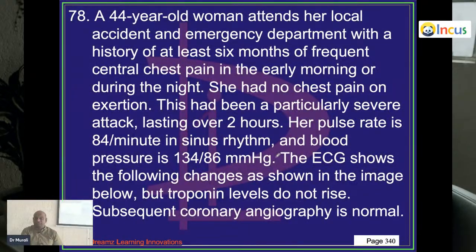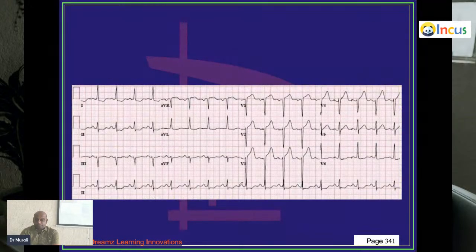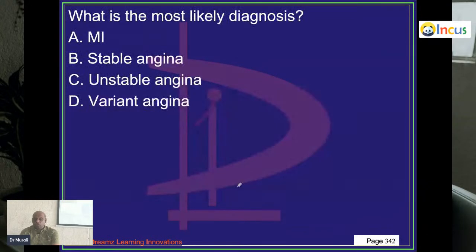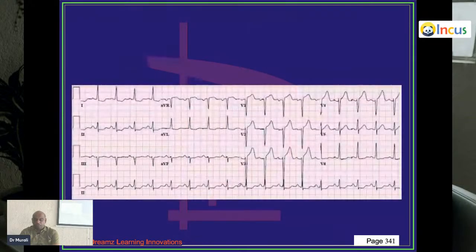A 44-year-old woman, and the ECG shows the following changes. Troponin did not rise. So what would you like to do? So there is multiple ST segment elevation, Prinzmetal variant angina.